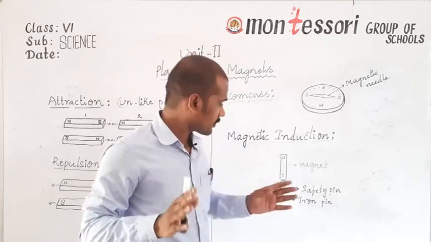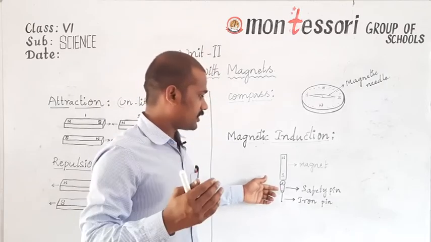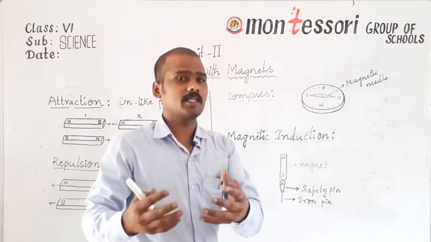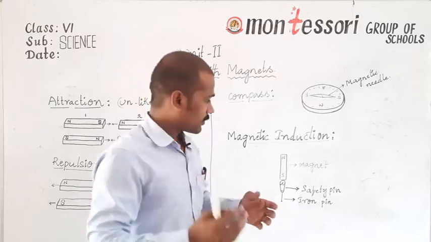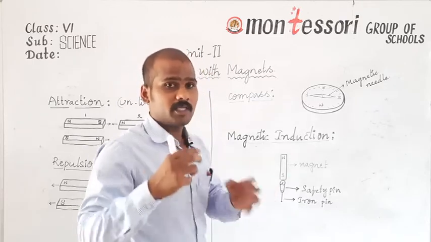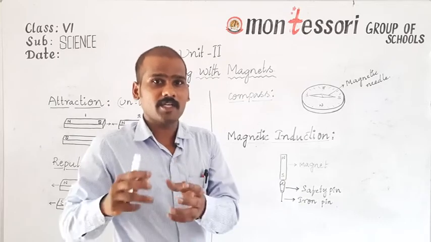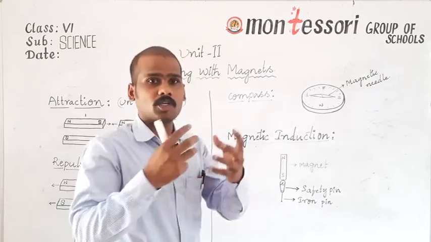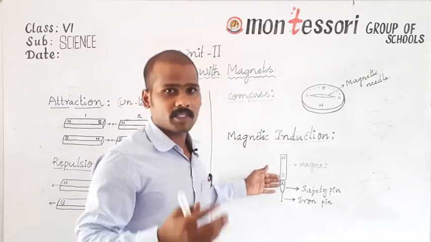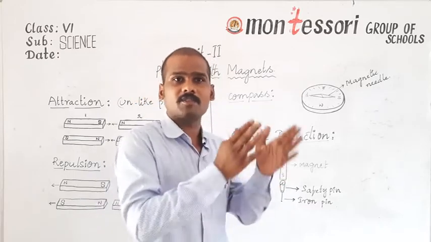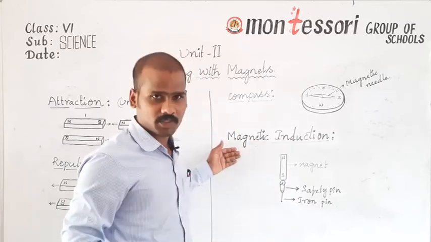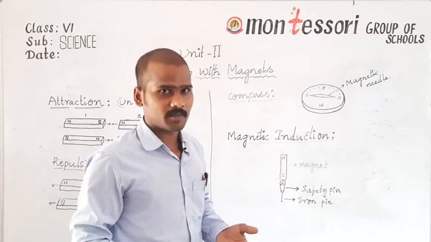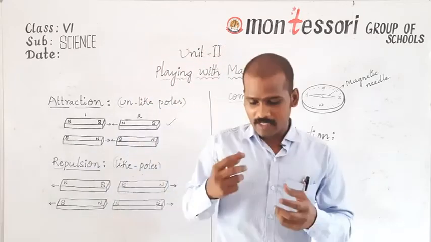So from this experiment, we can say that the safety pin or any magnetic material, when it is in contact with a magnet, itself acts like a magnet. That means the magnetic property is produced in the magnetic material when it is in contact with the magnet. This is called magnetic induction: the production or possession of the magnetic property by a magnetic material when it is in contact with a magnet. You can perform this activity at home also, with the help of a magnet, a safety pin and an iron pin. These are the main topics in this lesson, playing with magnets.